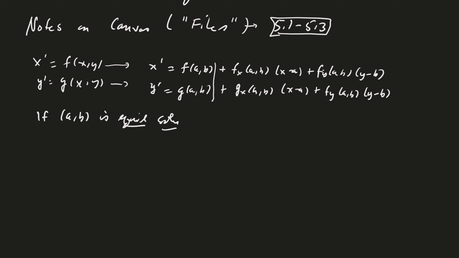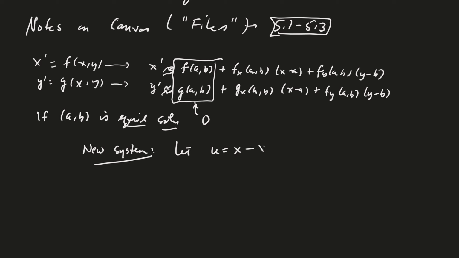Now, if (a, b) is an equilibrium solution, then what does that say about these two values? These are 0. Good. And so therefore, this isn't really x prime anymore, right? I should have put approximately equal to. So our new system, I'm actually going to make have some new variables. I'm going to let u be equal to x minus a, and v be equal to y minus b.